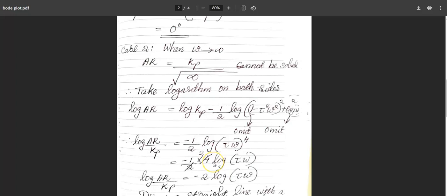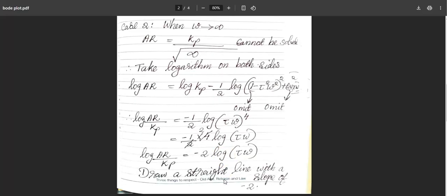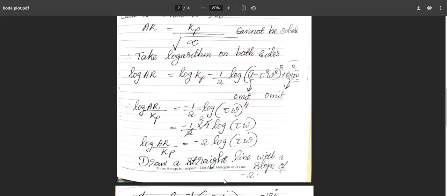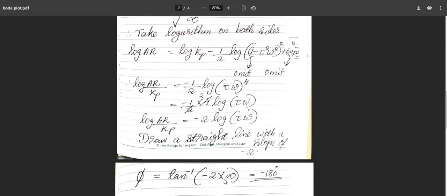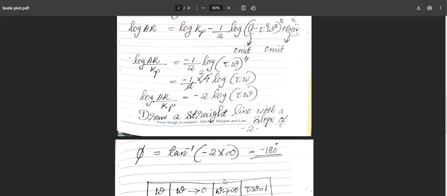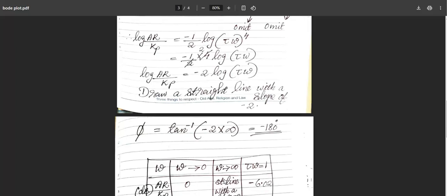If you solve, you will get log AR by Kp equal to minus 2 log tau omega. From this, you can conclude that this equation is in the form log y equals m log x. So it is a straight line equation having slope minus 2. So when omega tends to infinity, you have to plot a straight line with a slope of minus 2. Coming to the phase angle, again you substitute omega as infinity, and at that time you will get a phase angle of minus 180 degree.